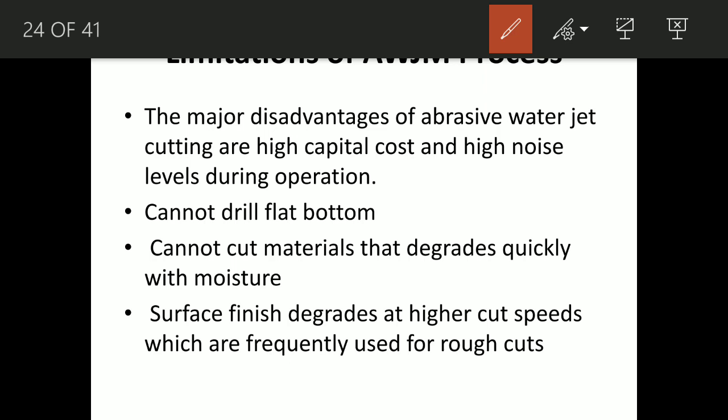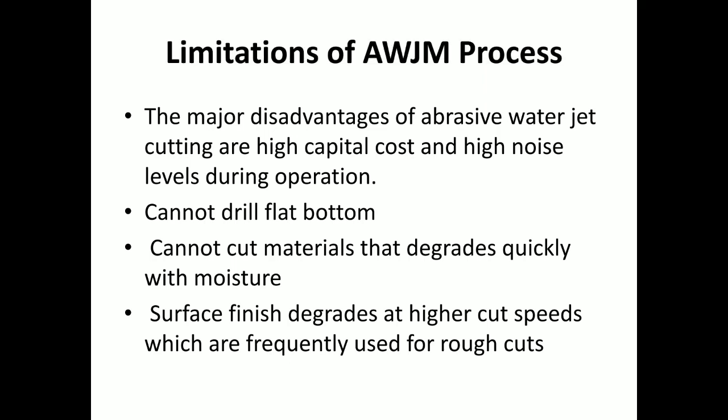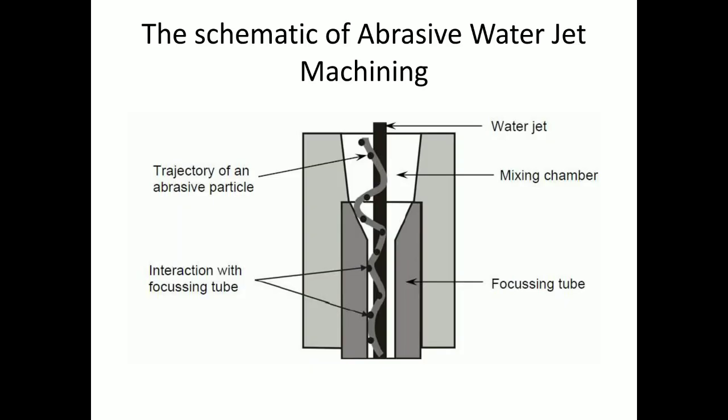It also cannot cut materials that degrade quickly with moisture. Since moisture is present, any material which is affected by moisture cannot be cut with this process. Surface finish degrades at higher cut speeds. If you increase the cutting velocity, the surface finish will degrade, so high speeds are generally used for rough cuts. If you increase the velocity, the surface finish will be compromised. So this is the limitation of this process.